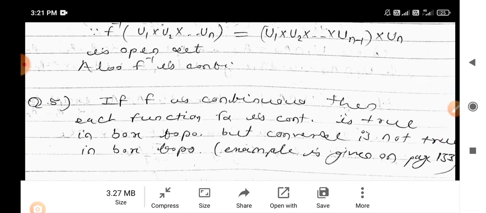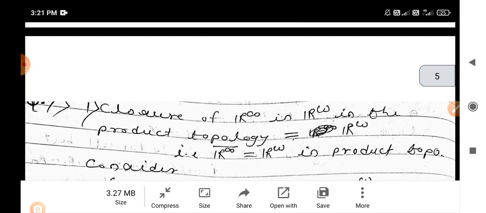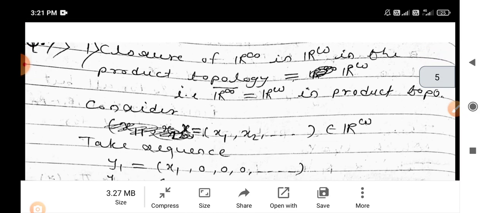Now, the above result, that is if f is continuous, then each function f alpha is also continuous. That continuity holds in the box topology, but the converse is not true in the box topology. And we also check that this converse result does not hold in the product topology. So if f is continuous, then each function f alpha is continuous, it is true in the box topology, but its converse need not be true in the box topology.